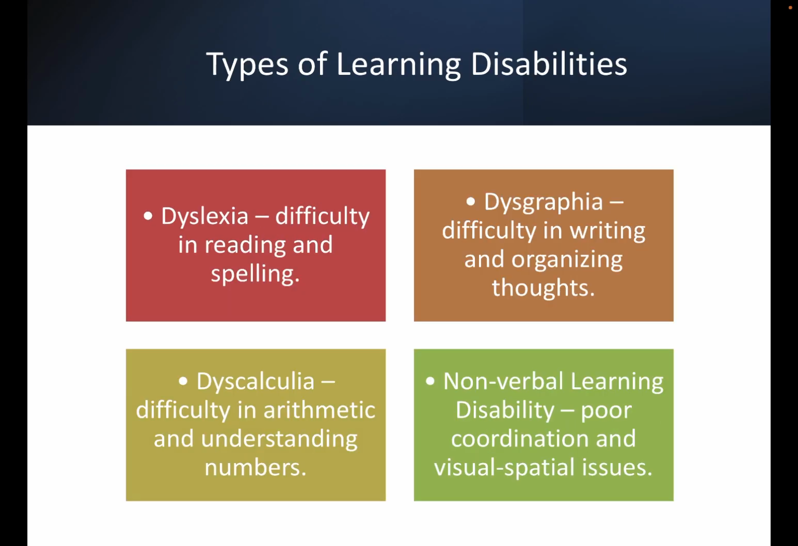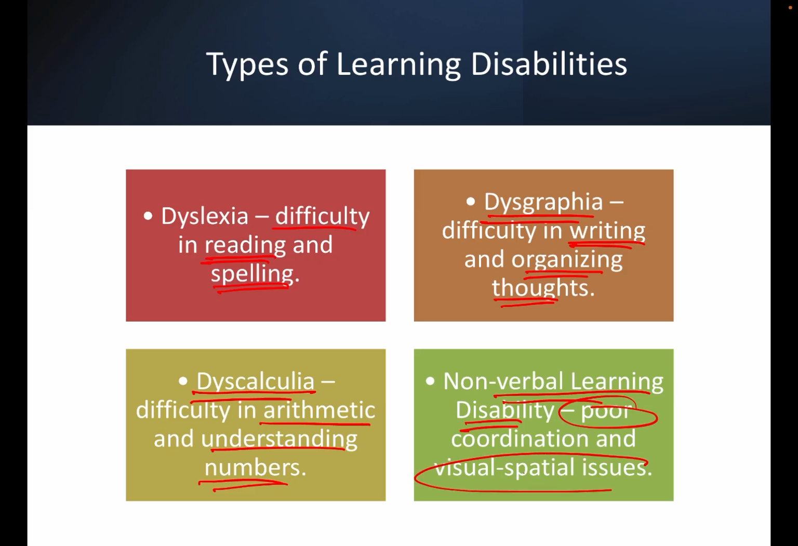What are all the types of learning disabilities? Dyslexia, that is difficulty in reading and spelling. Dysgraphia, difficulty in writing and organizing thoughts. Dyscalculia, that is difficulty in arithmetic and understanding numbers. Non-verbal learning disability, that is poor coordination and visuospatial issues.